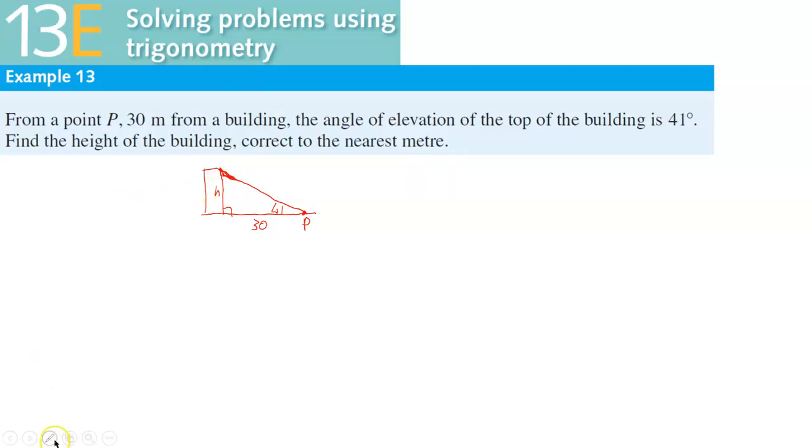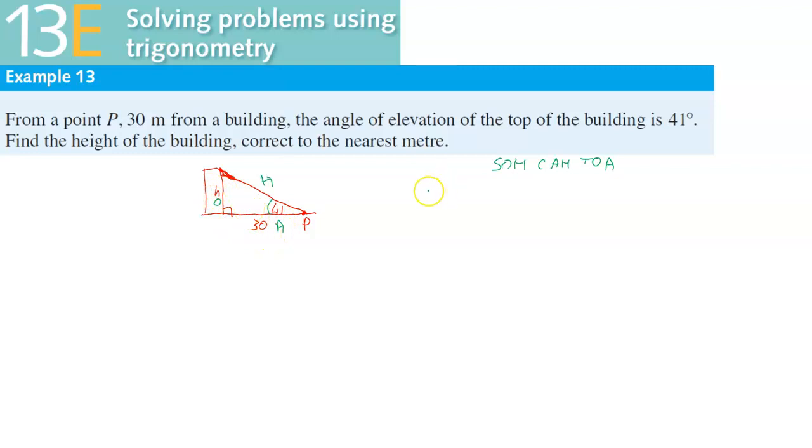So first I need to label the sides. Here is my right angle, so here is my hypotenuse. We always do the hypotenuse first. Here is my reference angle, so this is my adjacent and this is my opposite. I've got to be careful here because I've called this h for height, but I don't want to get that mixed up with h for hypotenuse. I remind myself of SOHCAHTOA, and I look at what I need from my triangle. I've got my adjacent and I need my opposite.